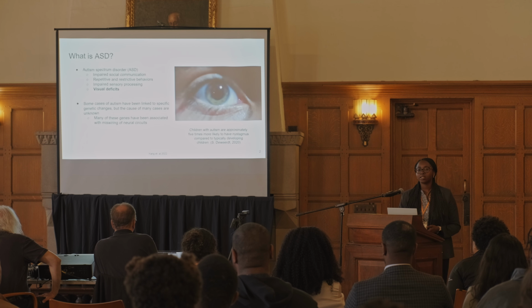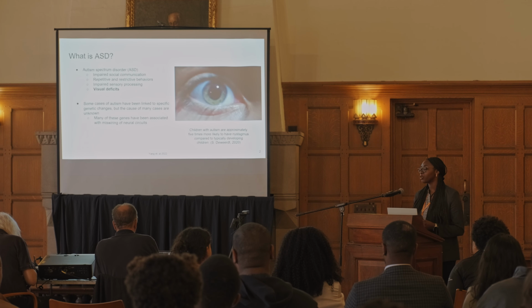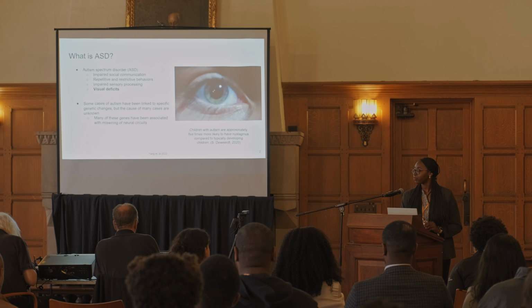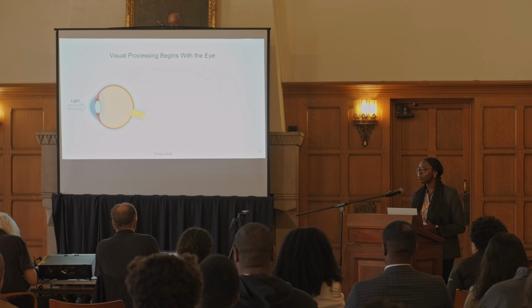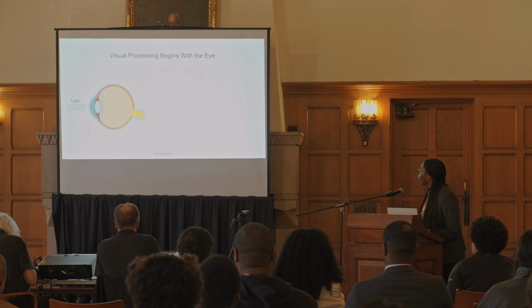Most cases of ASD are idiopathic, meaning that the cause is unknown, but some cases have been linked to specific genetic changes, and many of these genes have been associated with the miswiring of neural circuits. So visual processing begins in the eyes, and our eyes are essentially a biological camera which captures light and converts light into a neural signal which can then be further processed in the brain.